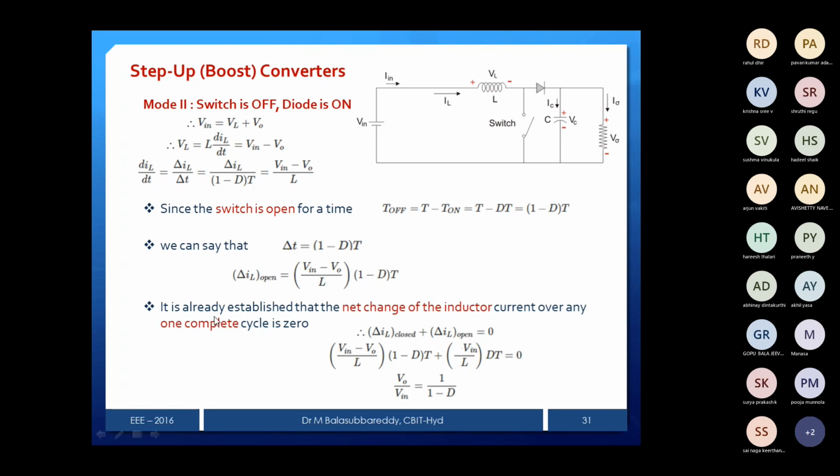Why do you have to equate it? I told you, it is under steady state condition, the net change of the inductor current over one full cycle is equal to 0. So during the on period plus during the off period, that sum is equal to 0, and finally you will get V out is equal to V in into 1 by 1 minus D. This is a boost converter.